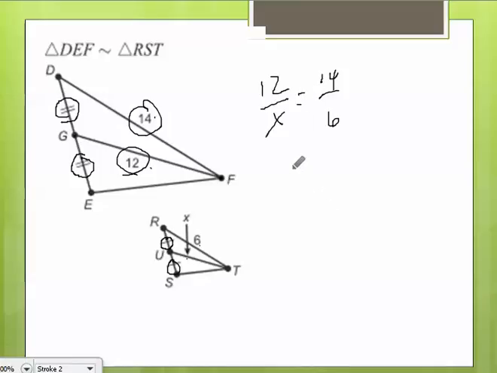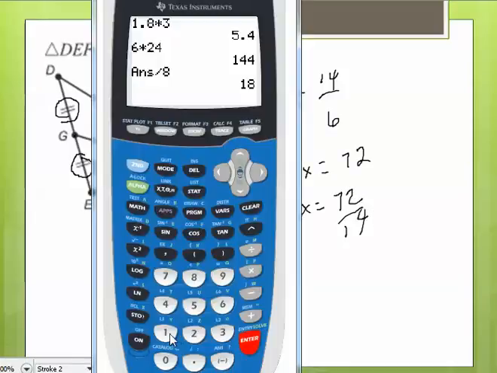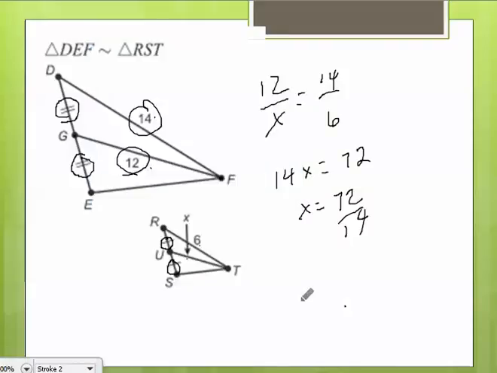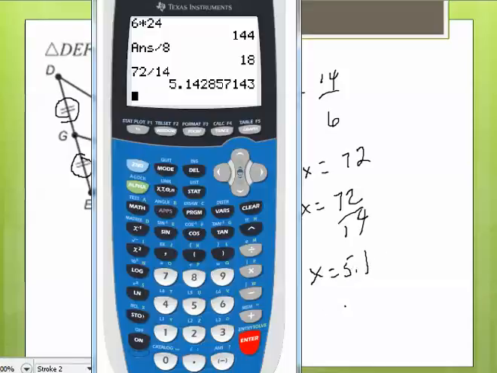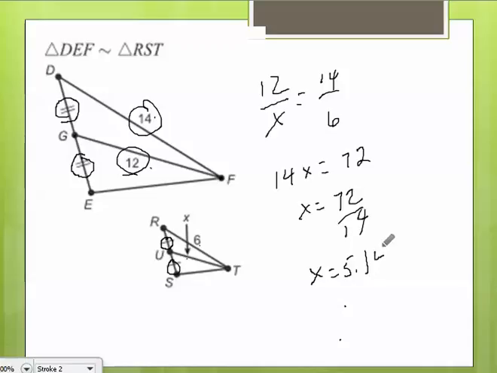And we can set up our means and extremes. 14x will be equal to 72, because I multiplied 6 times 12 and got 72. X will be equal to 72 divided by 14. So what is 72 divided by 14? 72 divided by 14 is equal to 5.14. So x is going to be equal to 5.14. Okay? That will be the value that you would have for x right there.